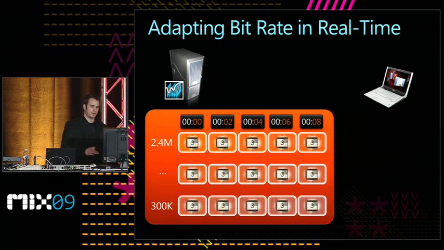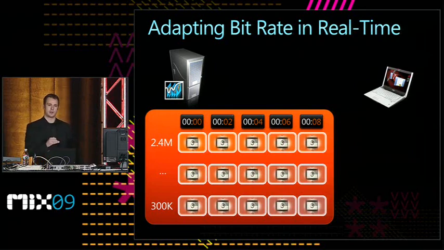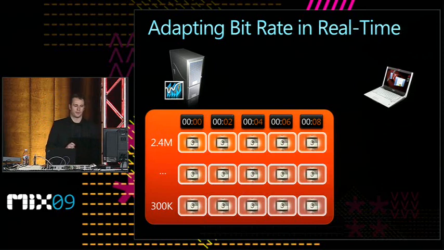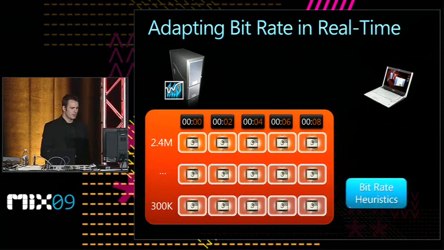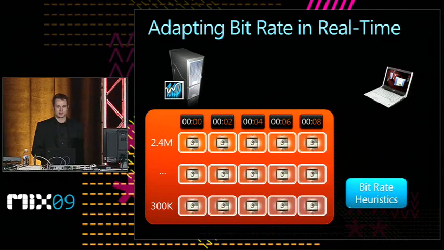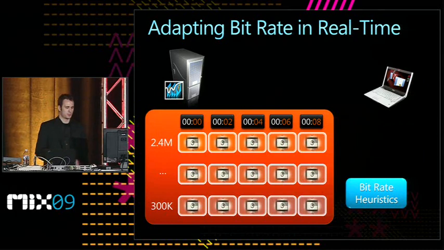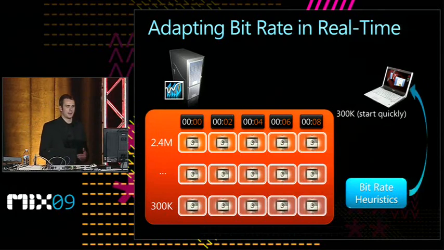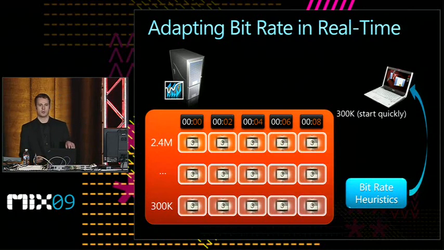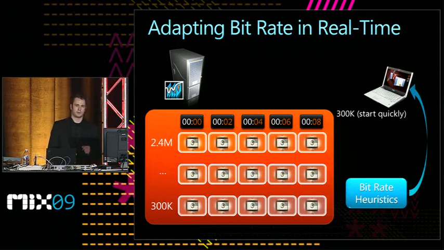So we might have a range of bit rates in this example, starting at 300K and then a few interim bit rates going all the way up to, say, 2.4 megabits per second. On the client side, there's a heuristics model that determines which bit rate it's going to request at which point in time. When you start playback, it starts by requesting the lowest bit rate chunk. So it asks for the 300K first.